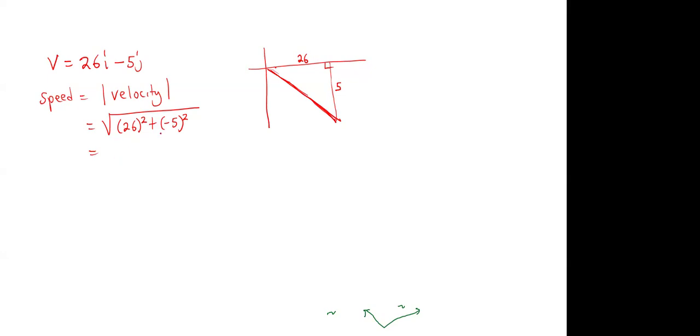So here, 26 squared will give us 676 plus 5 squared, which will be 25. So when you add, you'll end up with 701, and the square root of 701 will be our answer as 26.4764, and these are meters per second. So that's how you obtain your speed.